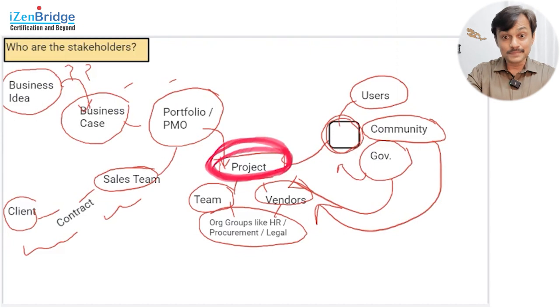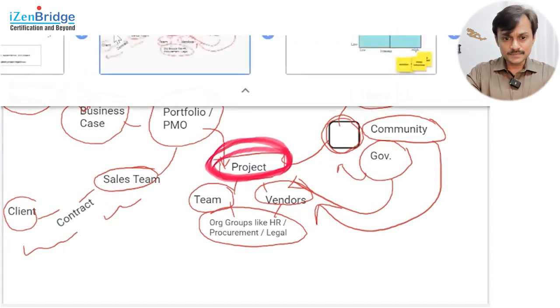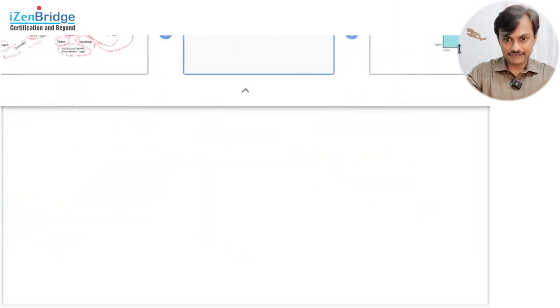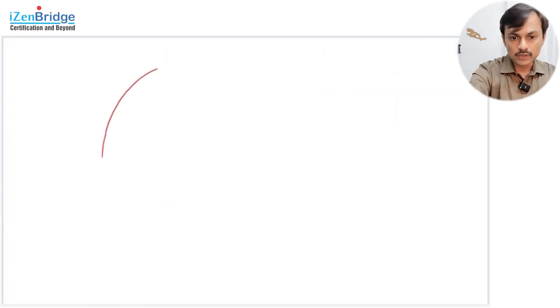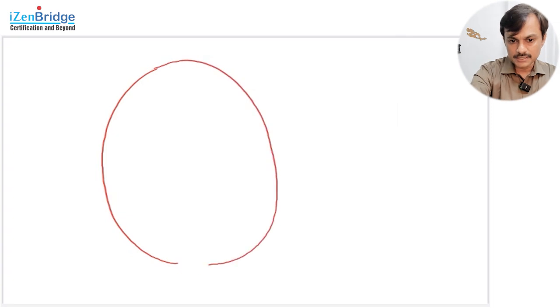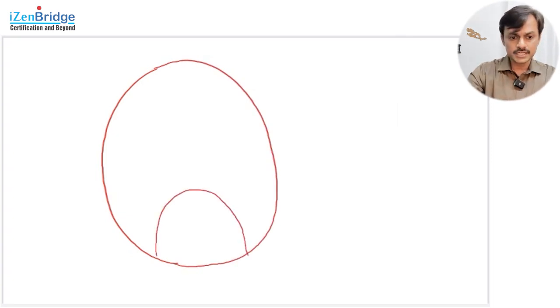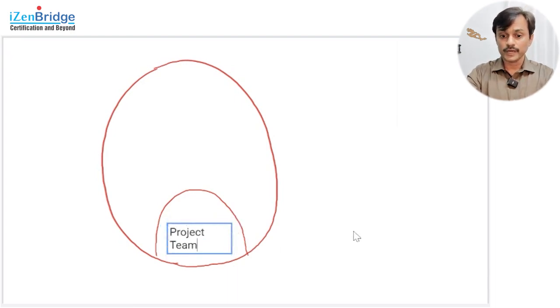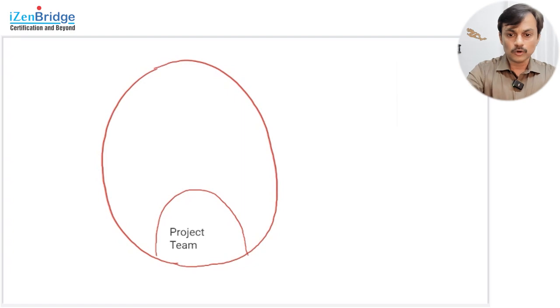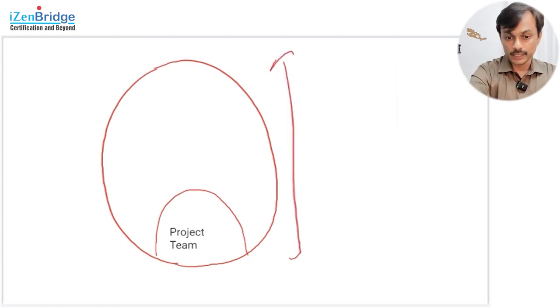Now, from a PMP exam perspective, the term stakeholder by default assumes a bigger community. You can say that anyone who is impacted by your project is a stakeholder. But inside that, you have a core group, which is your project team. So the project team, technically speaking, is also a stakeholder. So should I call them project team or stakeholder? The big group is the complete stakeholder group. There could be internal stakeholders, there could be external stakeholders, but everybody is a stakeholder.